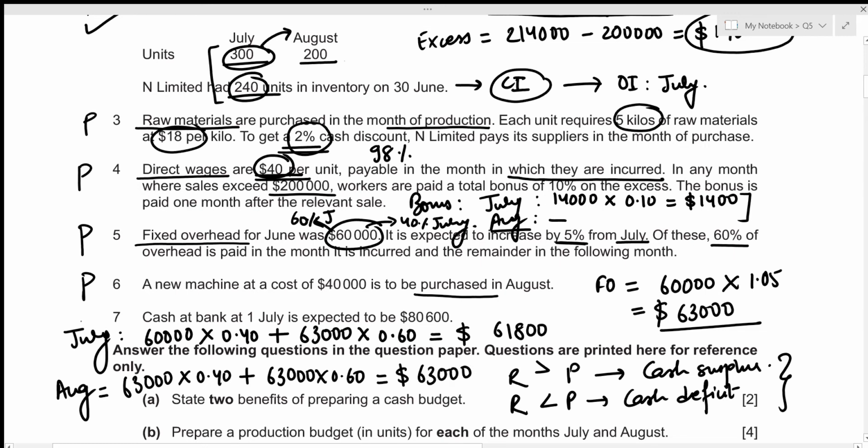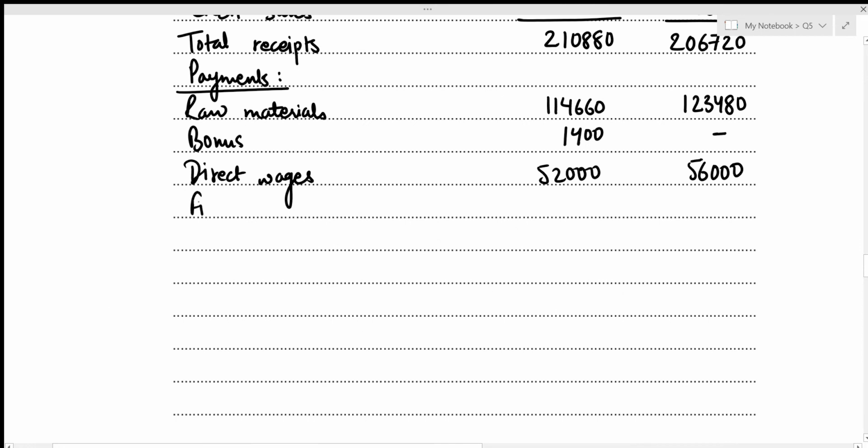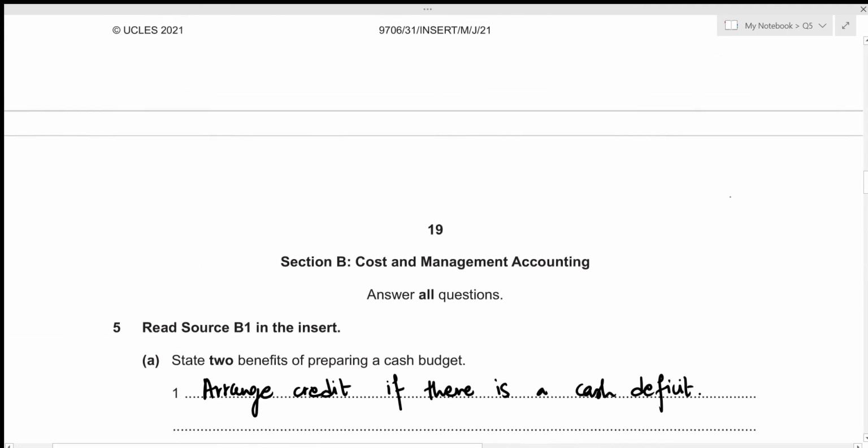So these are the payments made for fixed overheads, which means that these two amounts should also be recorded in the payment section of our cash budget under the heading of fixed overheads. Let's do that. So we have fixed overheads. And for the month of July, it was 61,800. And for the month of August, it was 63,000. Okay, now we can move to another piece of information.